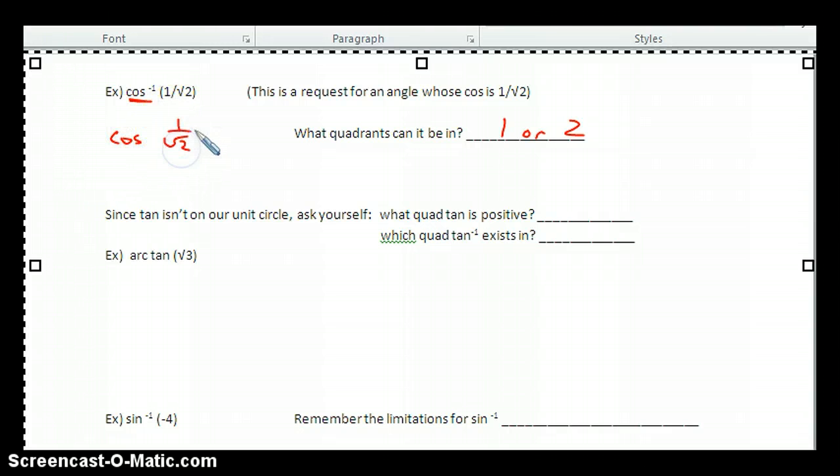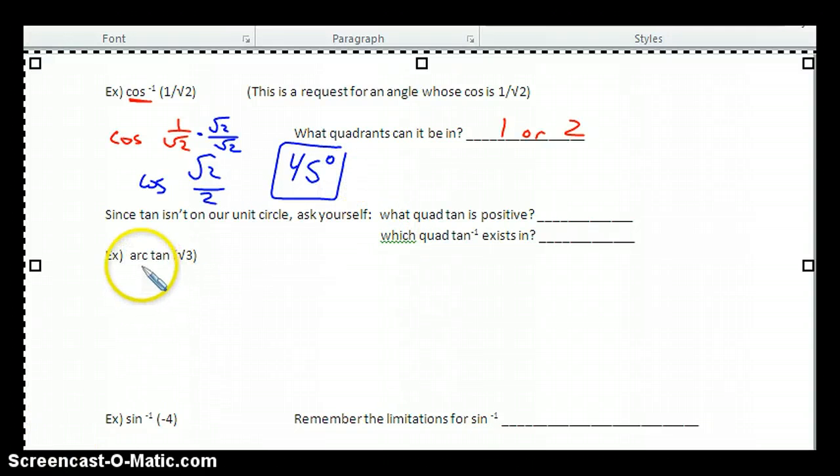Well, on my unit circle, I don't see 1 over the square root of 2 at all. But if I rationalize this by getting that square root of 2 out of the bottom, I recognize that it's the same as saying the cosine of the square root of 2 over 2. So looking at my unit circle, in quadrant 1, I notice that 45 degrees has a cosine of the square root of 2 over 2. If I move to quadrant 2, I notice that all of the cosines are negative, so my answer would have to be 45 degrees.